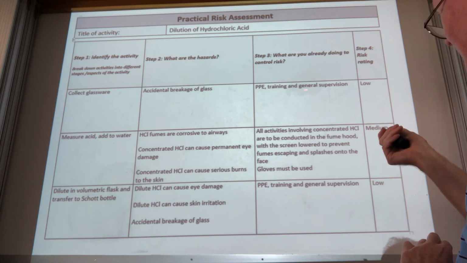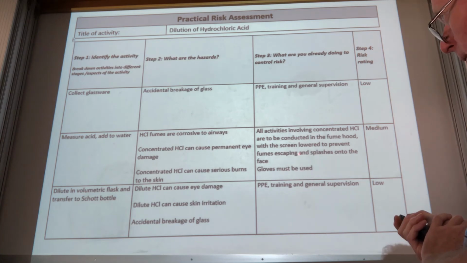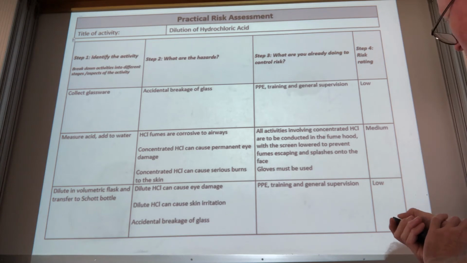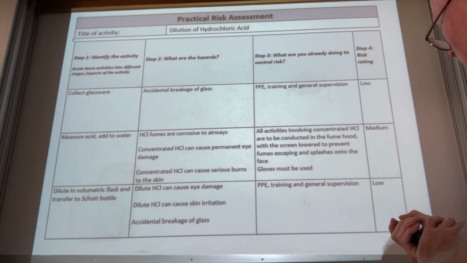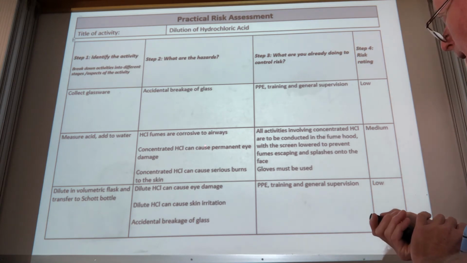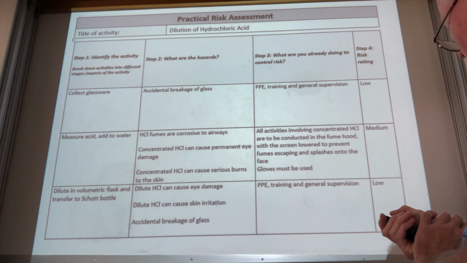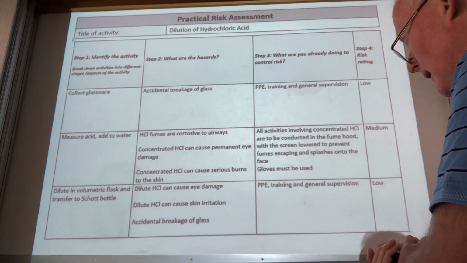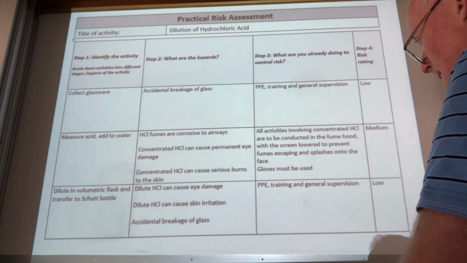And that's a pretty straightforward one. What are we doing to control the risk on this one? Well, the corrosive to the airways. So this has to be done in the fume hood. It has to be done in the fume hood with the screen lowered and making sure that the fumes can't escape. It's also going to help prevent eye damage. You're also going to have safety glasses on, which probably should be mentioned in that, to be honest. But the screen down is also going to protect you in that case.